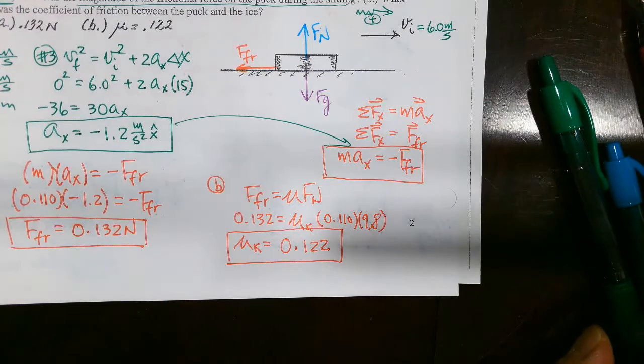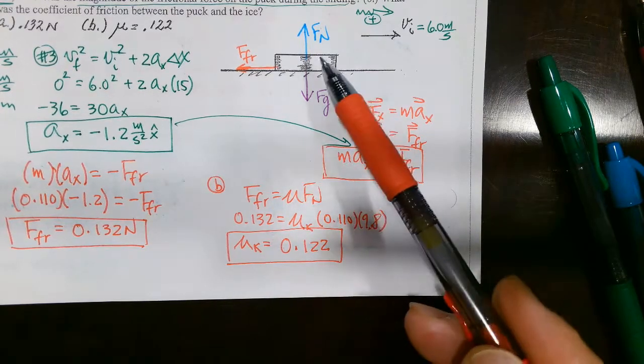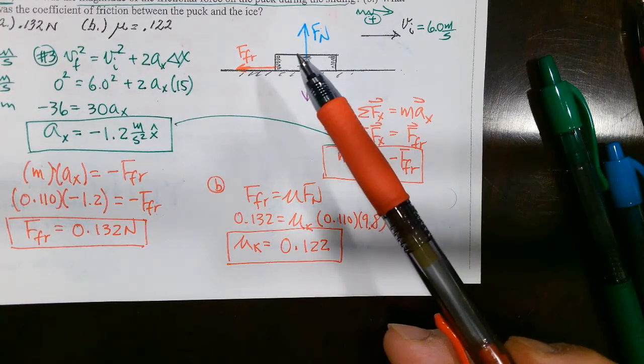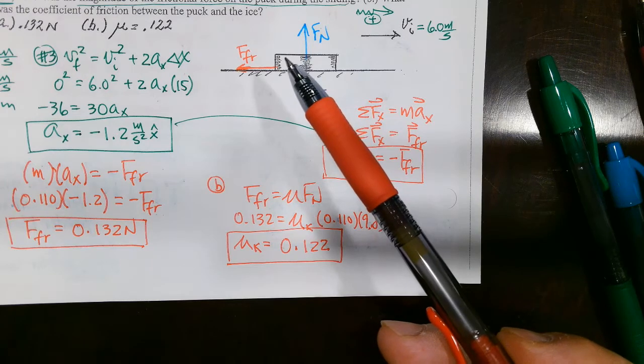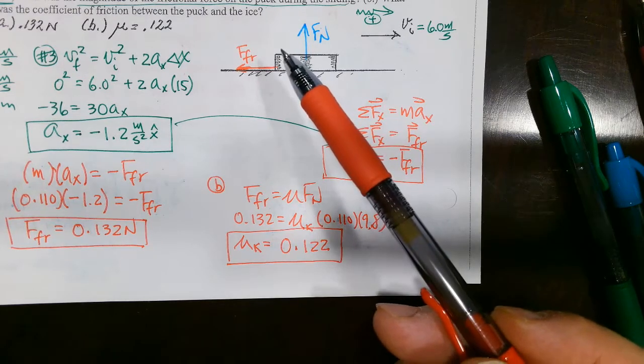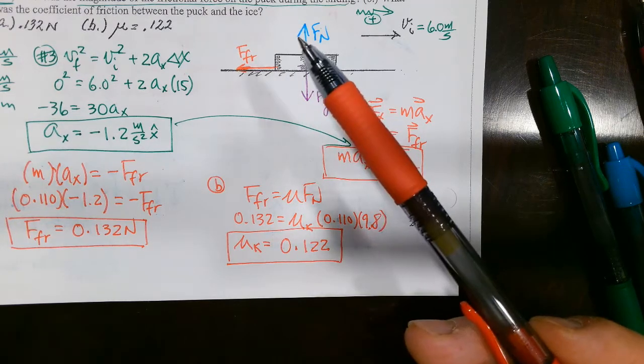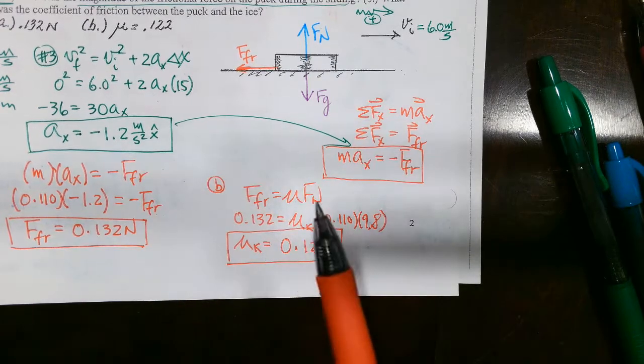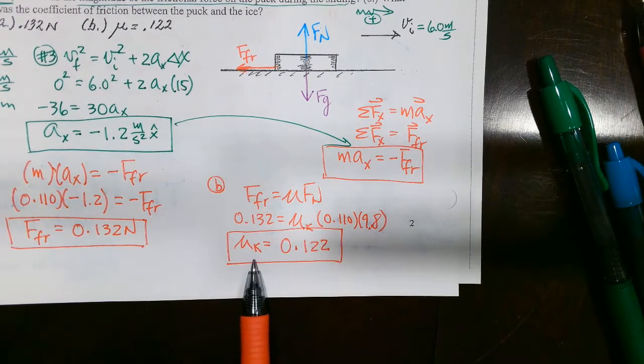All right. Umar, you have a question? How would the question change to find out the coefficient of static friction? Well, since this thing was already moving, you cannot have static friction, obviously. If you have static friction, you won't be moving. So since it is sliding already and then coming to a stop, you have to use the kinetic coefficient of friction.